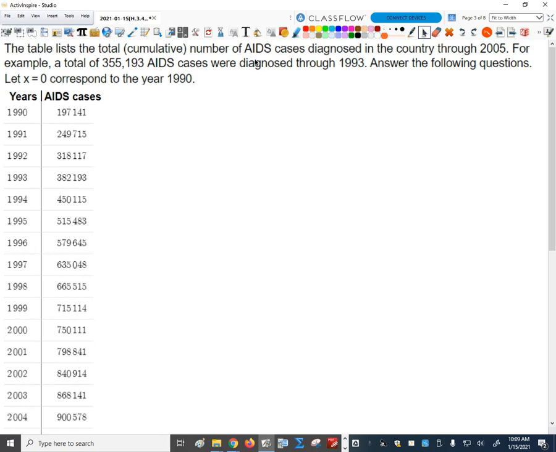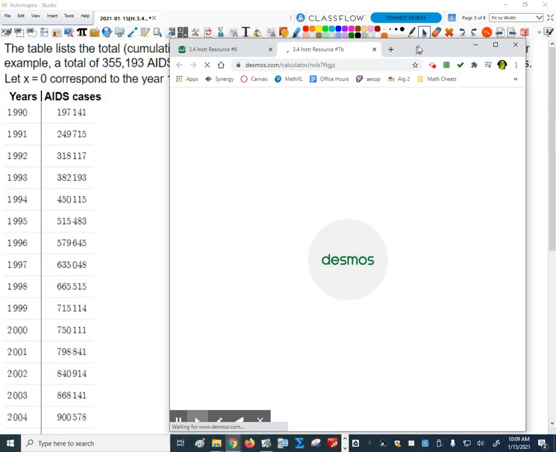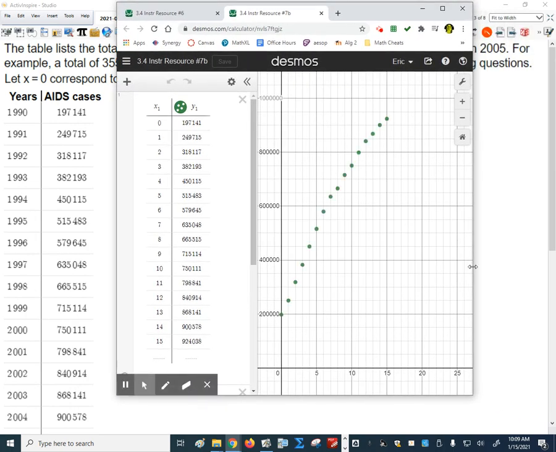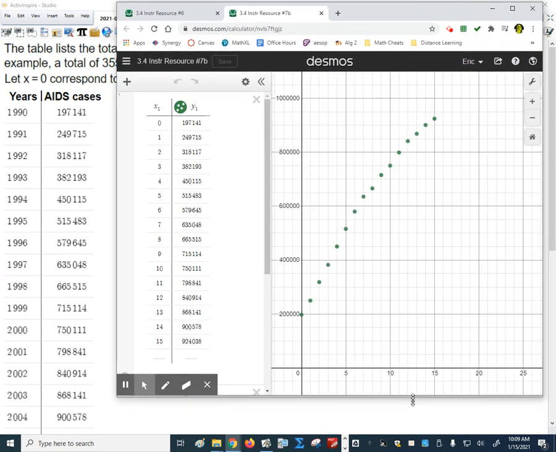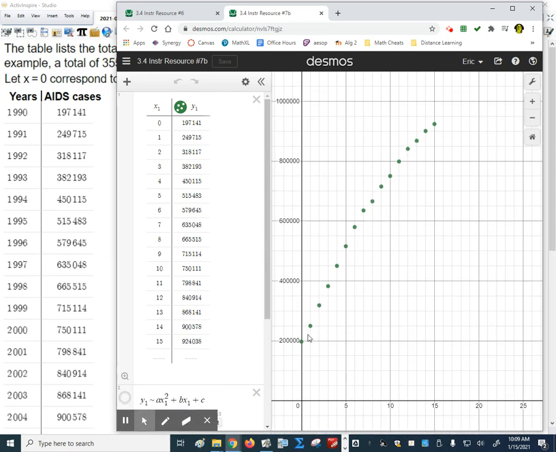The table lists the cumulative number of AIDS cases diagnosed in a country through 2005, starting in 1990. As an example, in 1993, yeah, see, look, my numbers don't match up. So that's why I've just got a different table than I do a question here. But once again, all we'd have to do with this, I've pre-built this so I wouldn't waste your time. But if we look at this data, it's not horrible, but it's not perfect either. And we would see that instantly. And let me show you this.